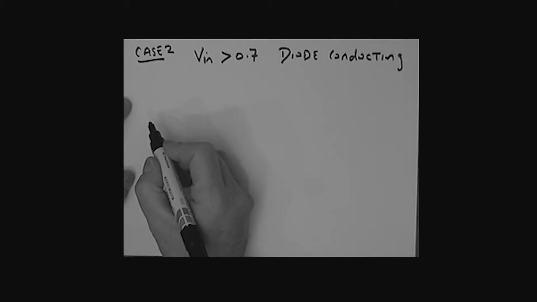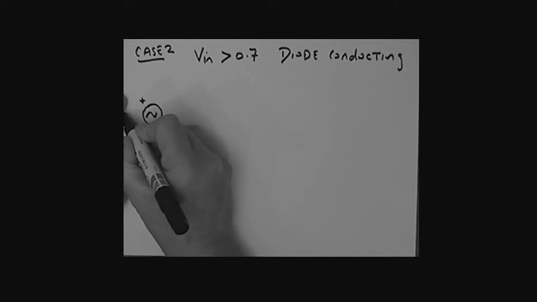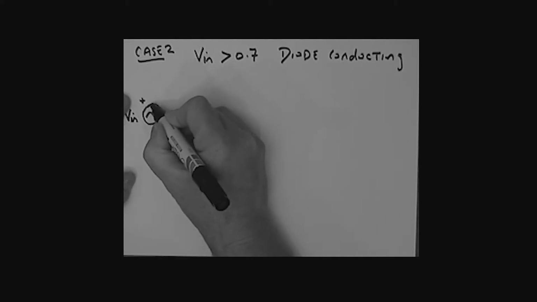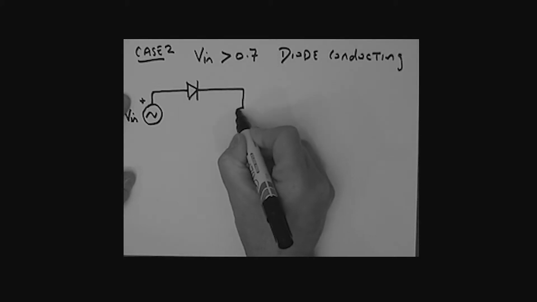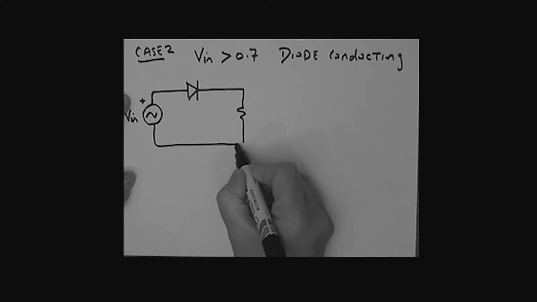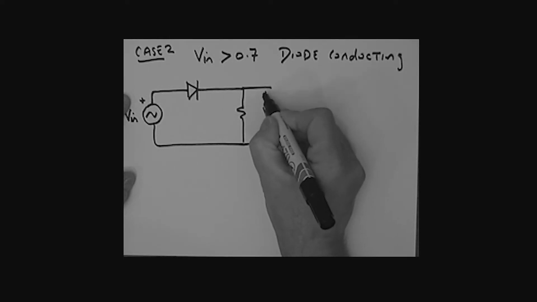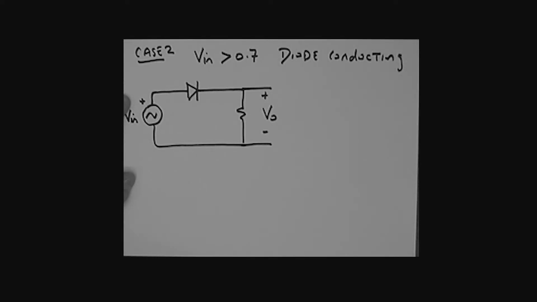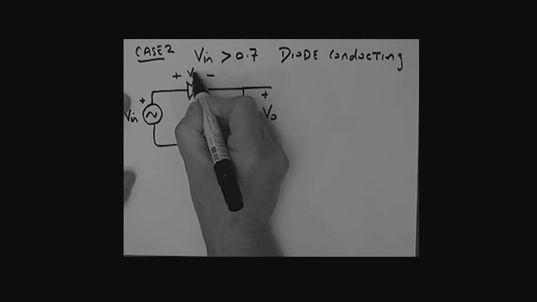So let's go ahead and redraw this circuit. Okay, so it's a simple circuit. There is my sinusoidal voltage, V in. Here is my diode, and here is the resistor. Okay, and I'm measuring the voltage VO across that resistor. Okay, let's just label this again, plus, minus, that's the voltage across the diode.